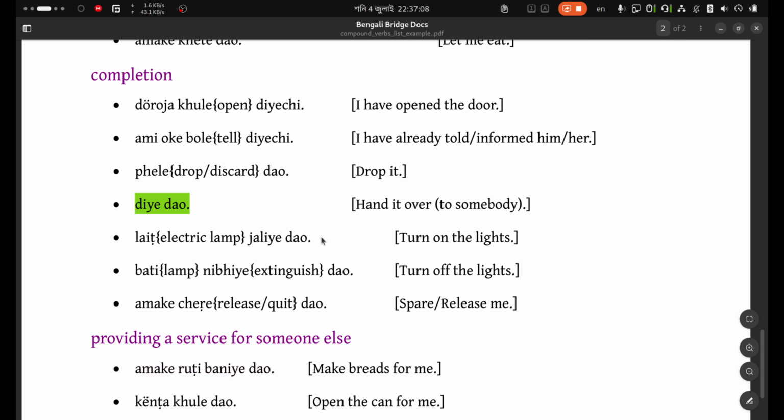Yeah, it is actually hard to categorize. I categorize this sentence under completion, but it also has a nuance of service for someone else. Like "light jalliye dao", it can also mean service to me. I am commanding you to turn on the lights. "Light jalliye dao." So yeah, I could have put it here. Turn on the lights for me. "Light jalliye dao."